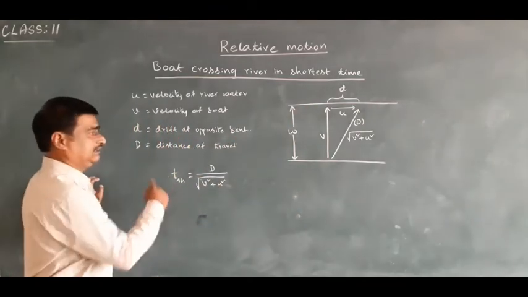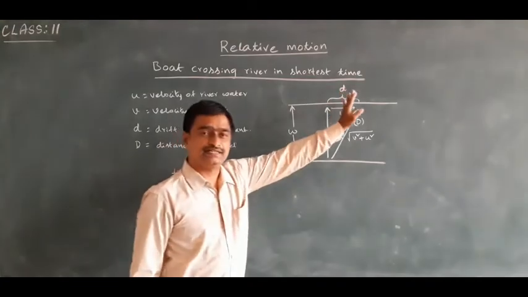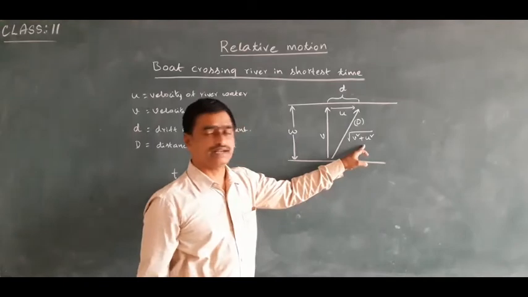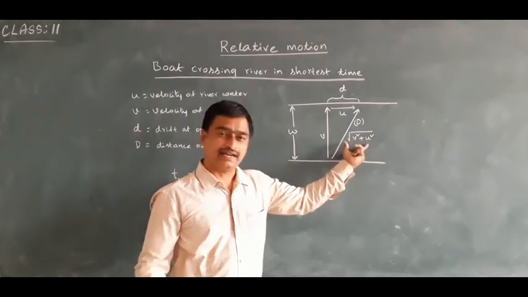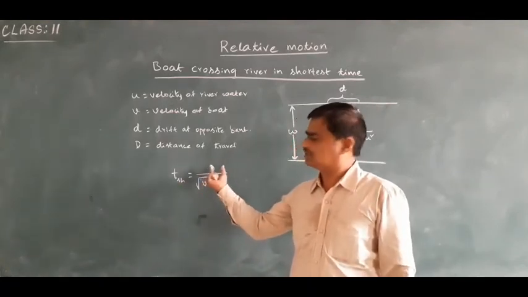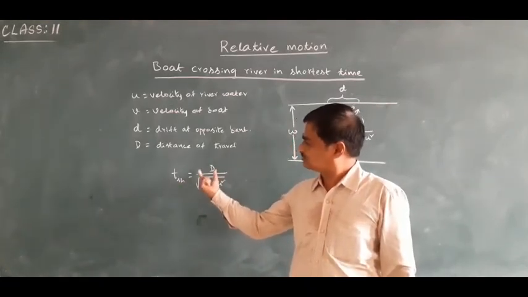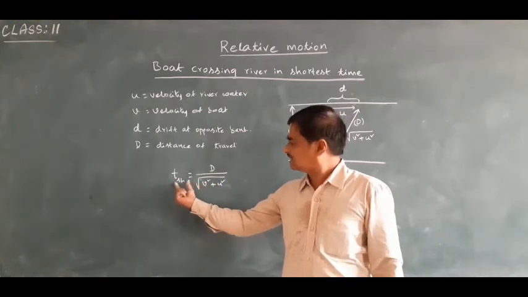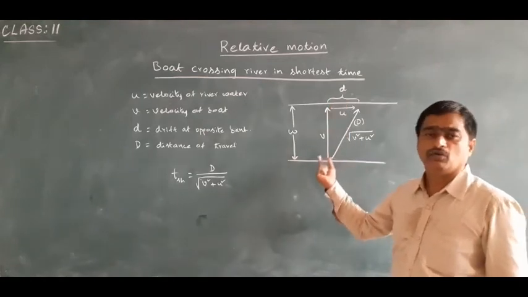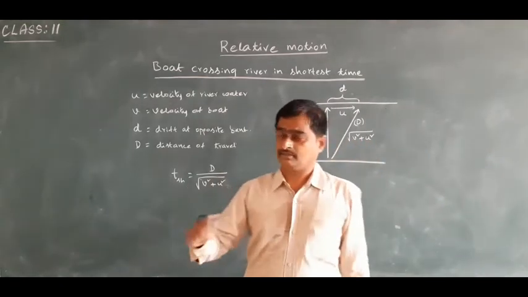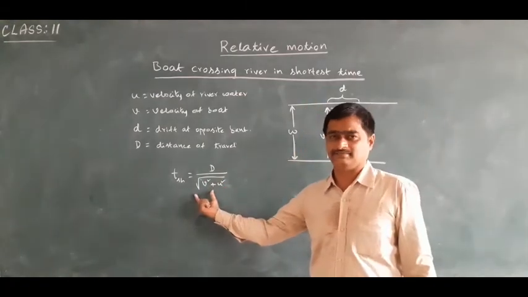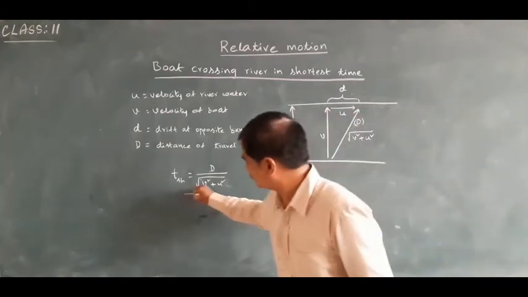In that case, the time taken is distance by velocity, where the velocity is root of v square plus u square. Here we have a larger value in the denominator, so the time becomes shorter. No doubt there is an increase in the distance also, but this is the greatest velocity because the boat's velocity contributes only to crossing the river. That's why this is the shortest time. I have to remember this.